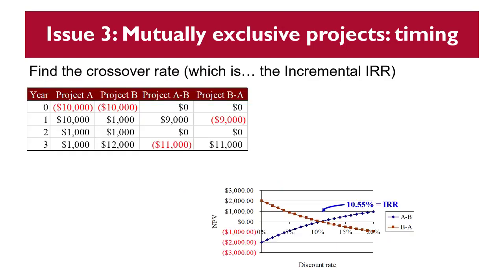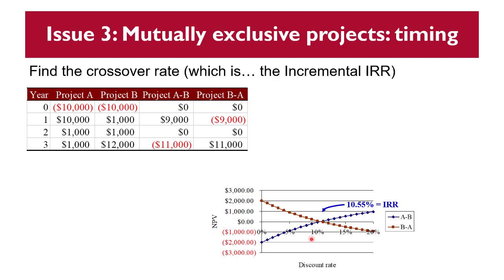Again, we can solve this a little bit by looking at the crossover rate. In this case, what we're basically doing is taking the difference, just like the incremental IRR. The only difference now is that they both start at the same amount. So we're determining where it is going to cross, and we can find that it crosses at 10.55%. That would be finding the IRR of A minus B or of B minus A, it does not matter.